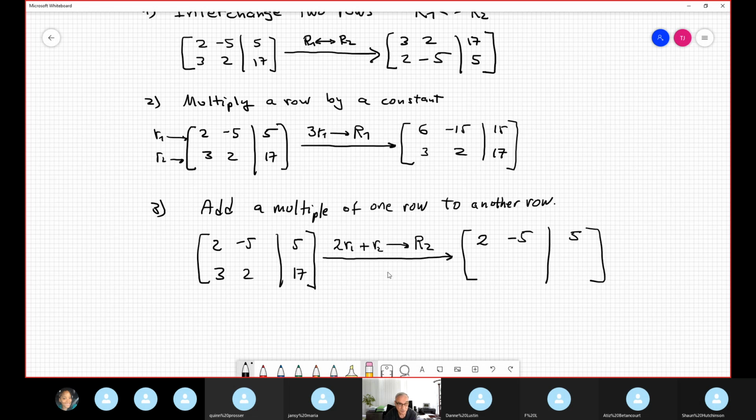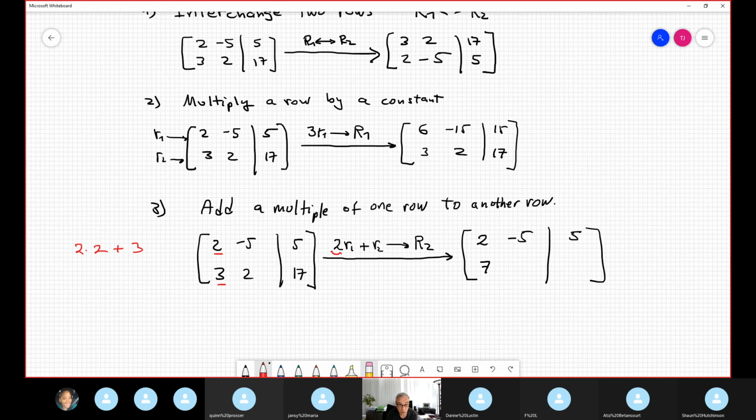So 2 times 2 is 4, and 4 plus 3 is 7. Let me copy here. This 2 times this 2 plus this 3, in the same column. 2 times 2 is 4. 4 plus 3 is 7.